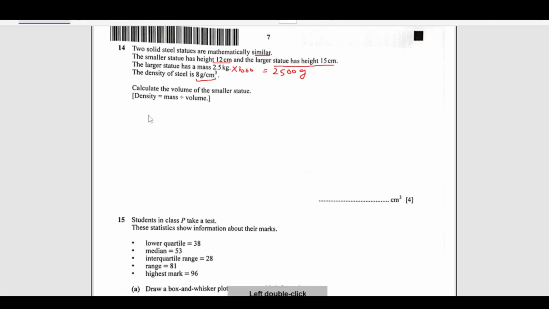First of all, we are talking about volume, right? So volume 1 over volume 2 will be length 1 over length 2 cubed. This is the formula that we are going to use. We are given the smaller statue has a height of 12, so I will take the larger one upper and the other one down here.